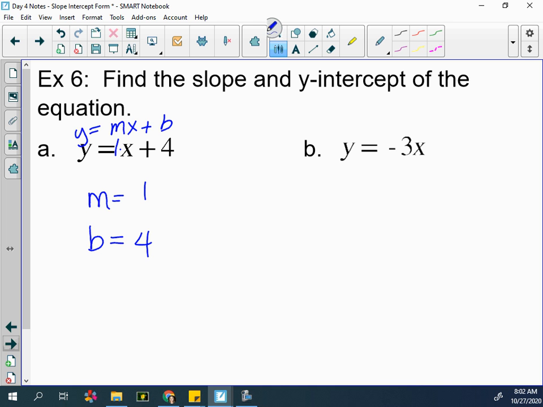And then on this one, negative 3x, so the slope is negative 3, and your y-intercept, when it's missing, 0 represents nothing. So it's going to be a 0 on that one. So those can sometimes be a little tricky. Sometimes I think on this one, I tend to see people tell me the slope is 0, and there's really a 1 sitting there. Okay?